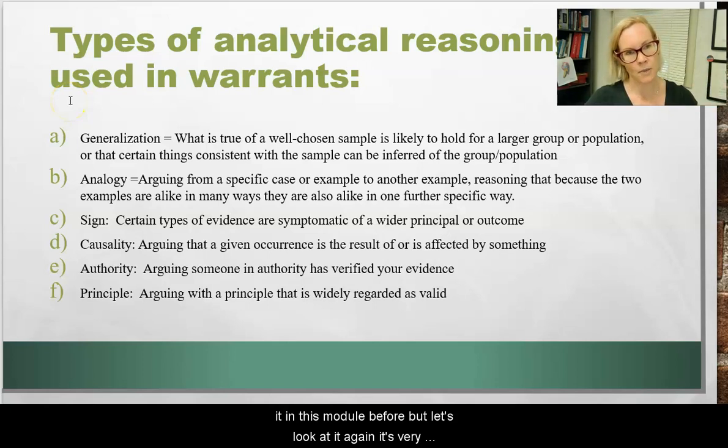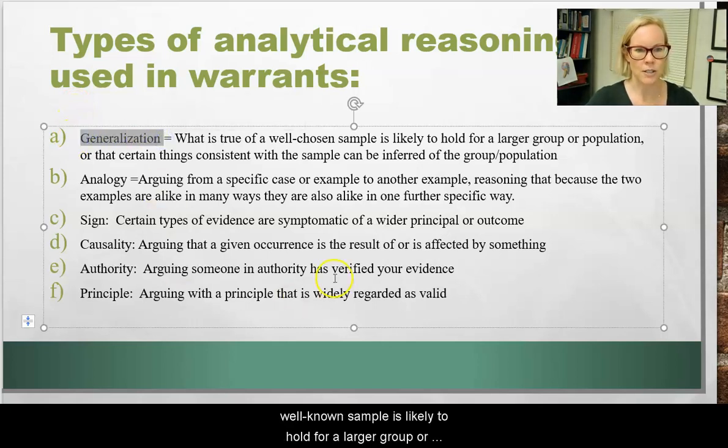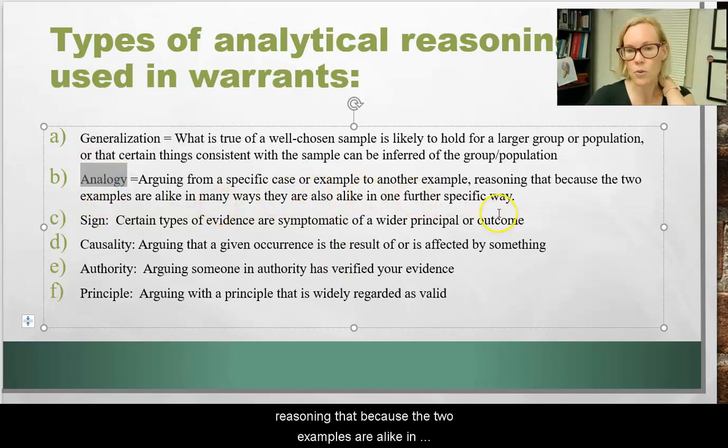You've seen this already. I put it in this module before, but let's look at it again. It's very important. You can use generalizations. Generalizations are what tell us what is true of a well-known sample is likely to hold for a larger group or population, or that certain things consistent with the sample can be inferred of the group or population. You could also try an analogy, arguing from a specific case or example to another example, reasoning that because the 2 examples are alike in many ways, they are also alike in one further specific way.